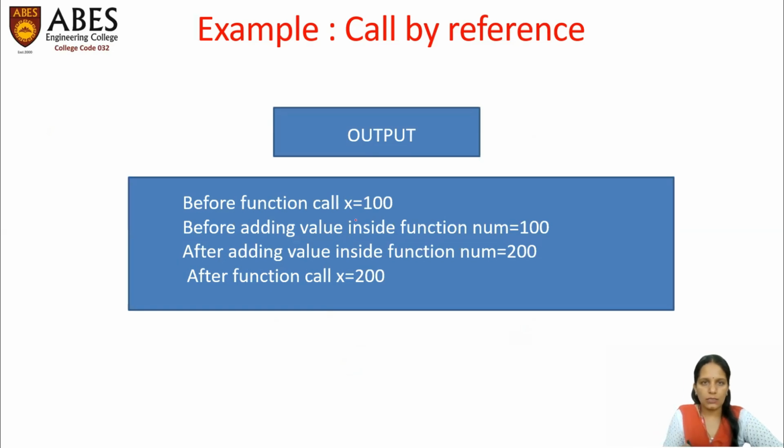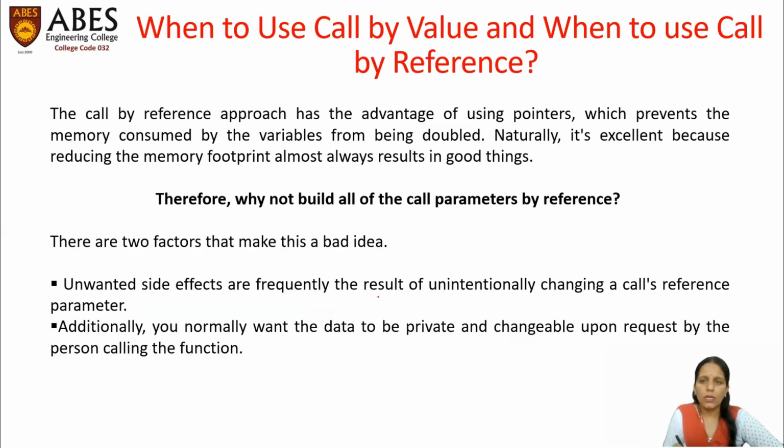As you see, the value before the function call was 100. Before adding, it was 100. When we were adding something into num, it was giving you 200. And after the function call, again it was 200, because we have made changes to the address. We are not copying the value and then making the changes. In call by value, you are using the value, and in call by reference, you are sending the address of something, right?